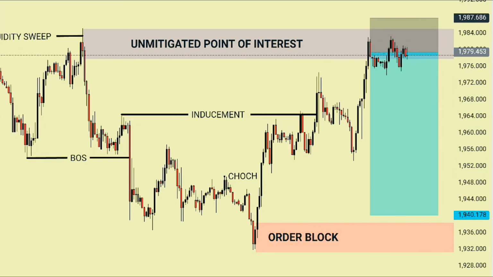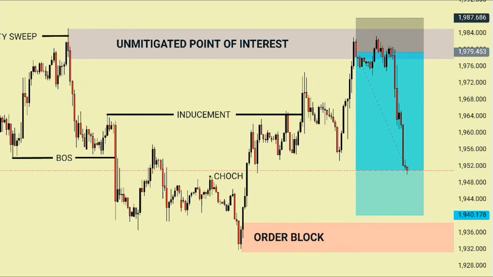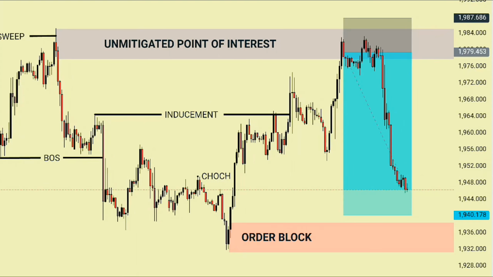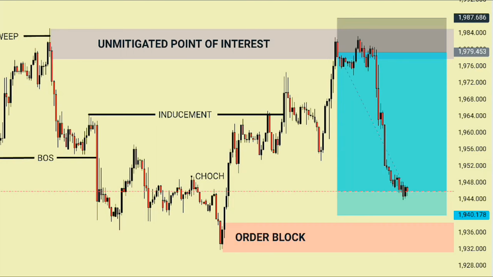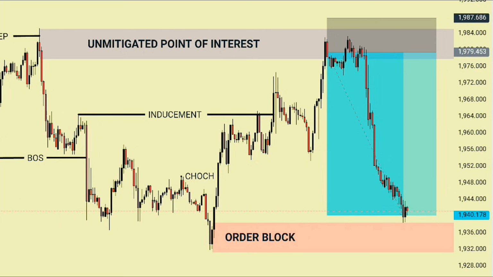Once structure flips bearish, price retraces into the bearish order block formed before the impulsive move down. That retracement gives the optimal sell entry. The stop loss is placed above the order block high, and the target is sell-side liquidity below. This execution is not emotional. It is driven by liquidity, structure, and smart money behavior.